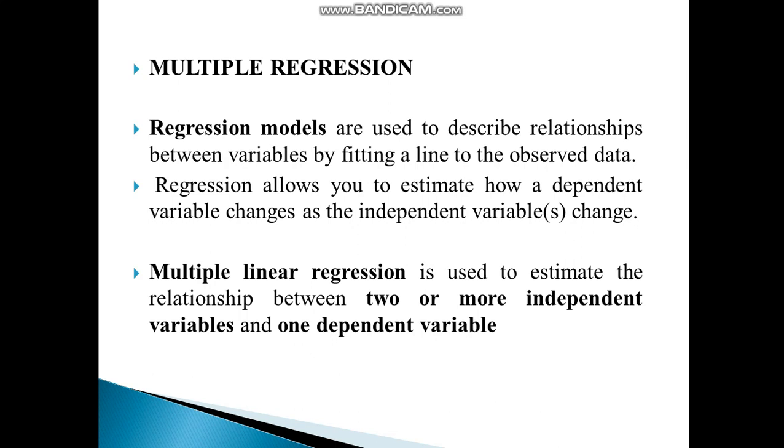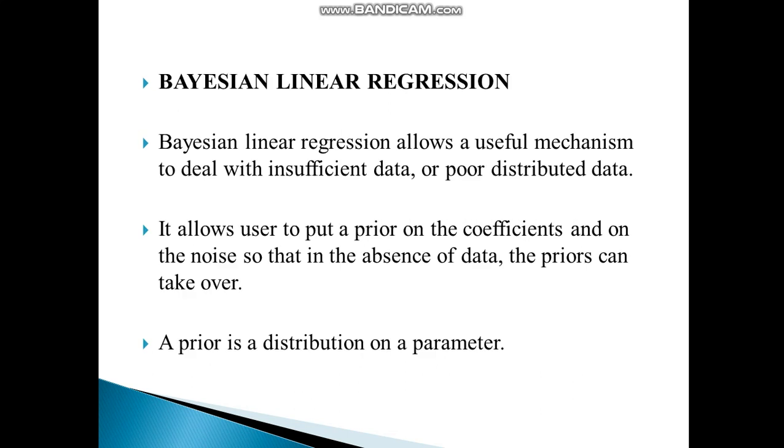Multiple regression. Regression models are used to describe relationship between variables by fitting a line to the observed data. Regression allows you to estimate how a dependent variable changes as the independent variable changes. Multiple linear regression is used to estimate the relationship between two or more independent variables and one dependent variable.